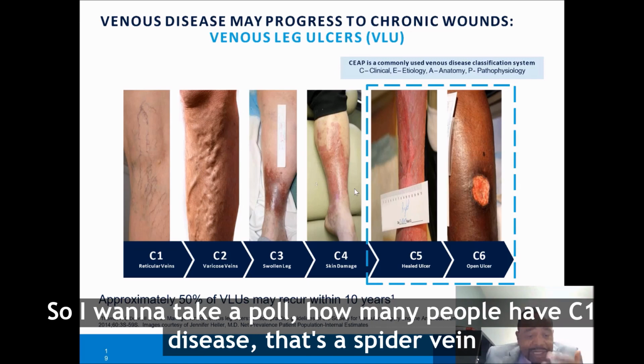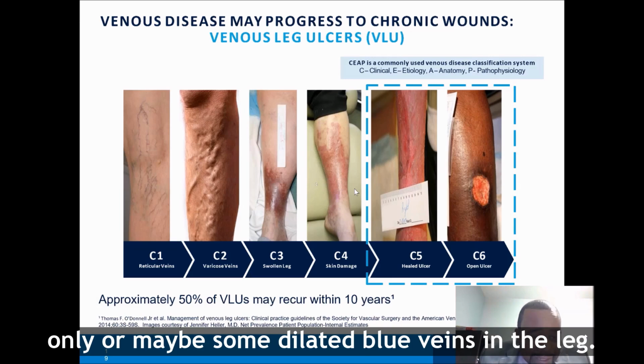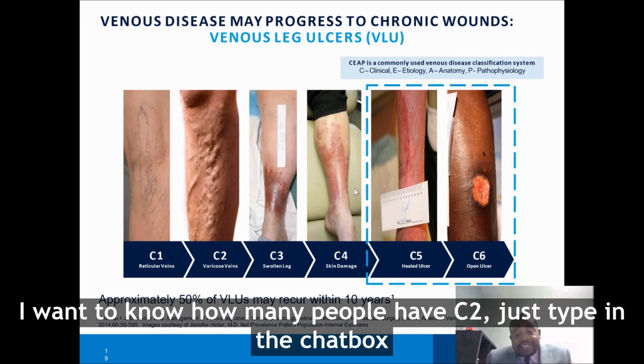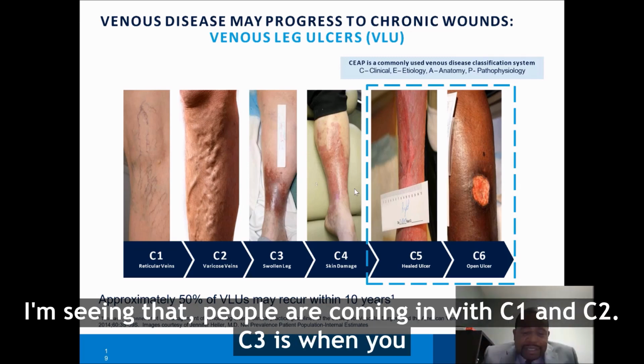How many people have C1 disease? That's the spider veins only, and maybe some dilated blue veins in the leg. That's just the beginning, and it progresses to varicose veins. I want to know how many people have C2. Just type in the chat box. I'm seeing that. Okay, a few people coming in with C1 and C2.